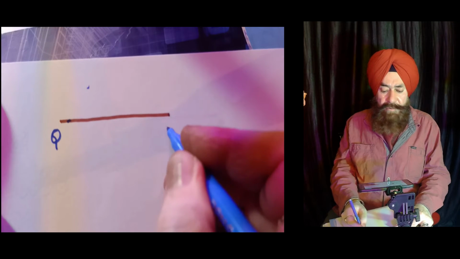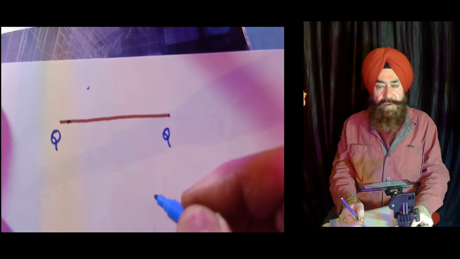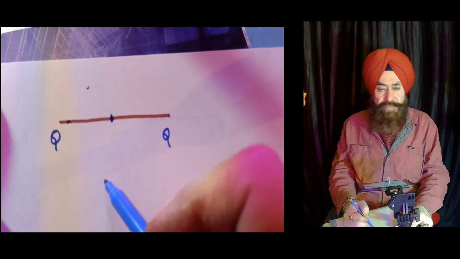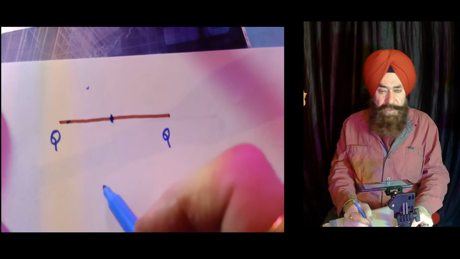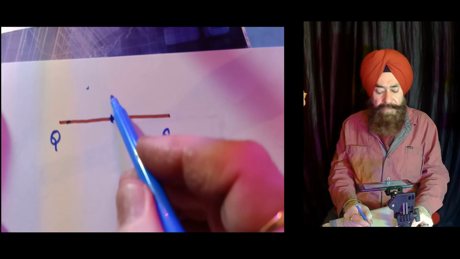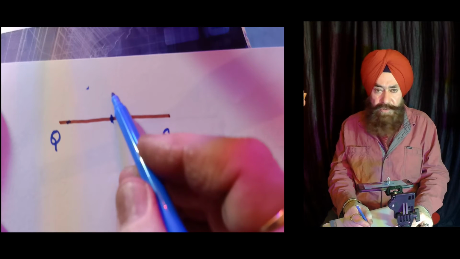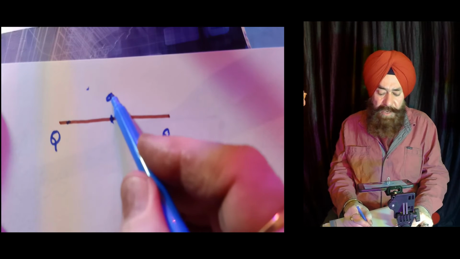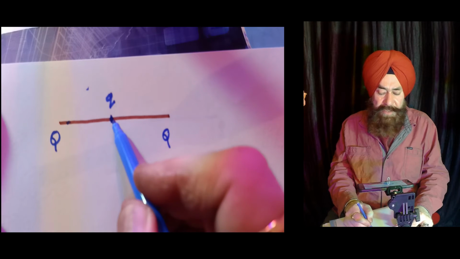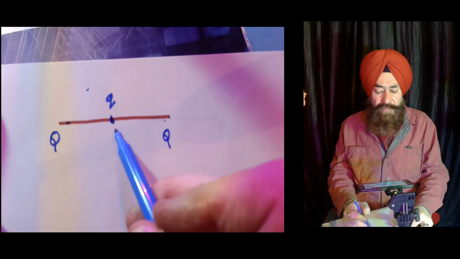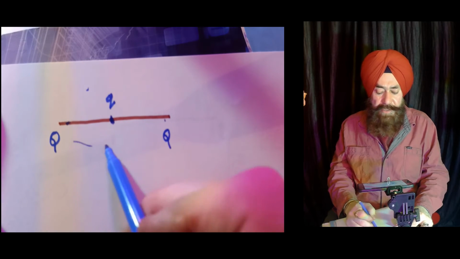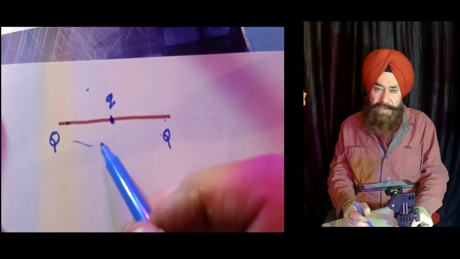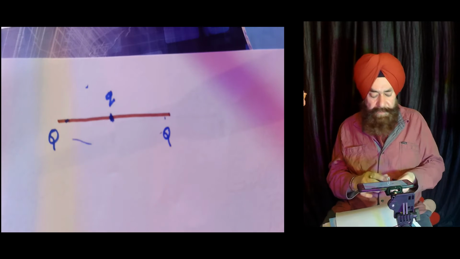Here is a charge plus Q and plus Q. The question is, at the midpoint, we have to put a charge. Its magnitude and sign are not given. What about this unknown charge if we place it at the midpoint of the line, so that the whole system comes in equilibrium? This is the question. Think over it.